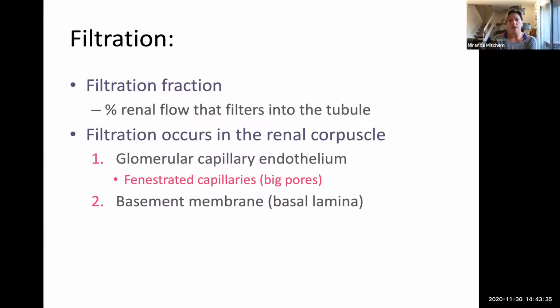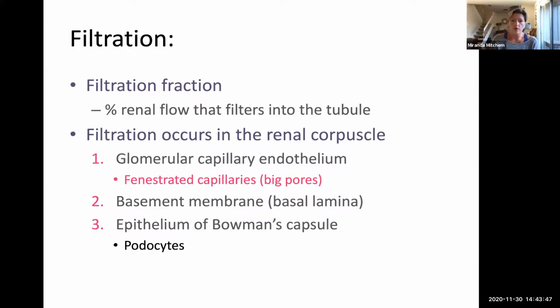Material would also need to move through the basement membrane, and additionally through the epithelial layer of the capsule itself so that it can enter the tubule. Here we've got what are called podocytes. We'll talk about those, but you can see from the name, pod means foot, so a foot cell, if you will.